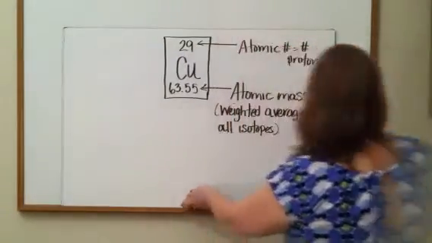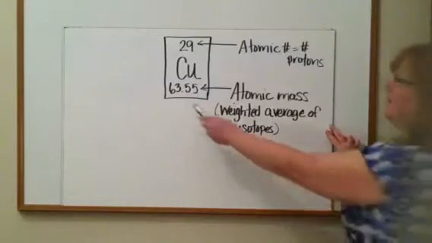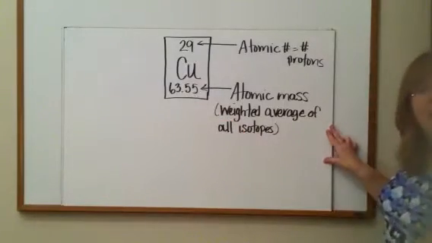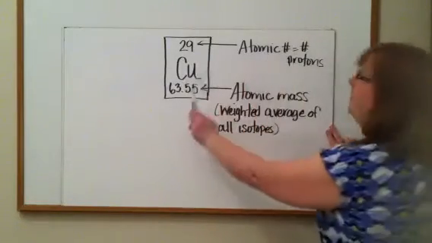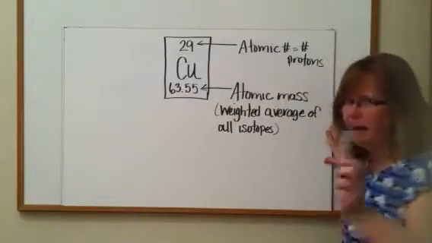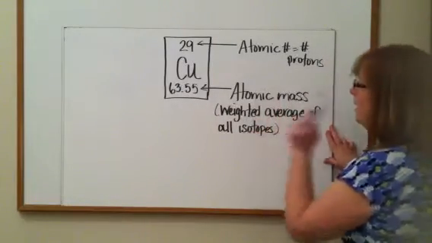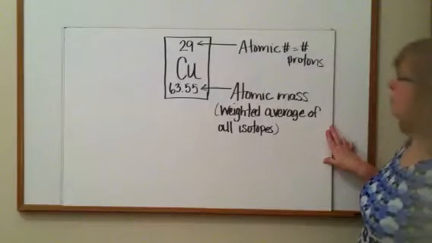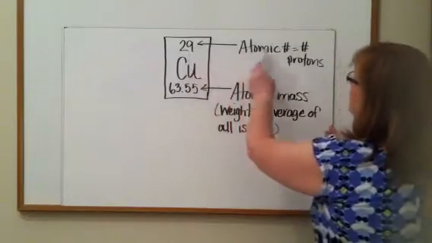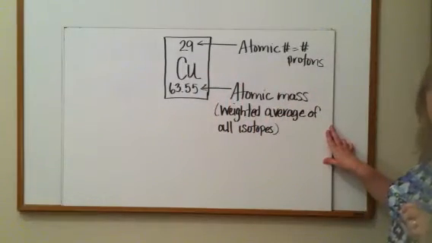Let's look at our periodic table up here. Hey, 63.55. We got it right. Again, this number down here, it's not the mass number, it's what we call the atomic mass, and it's the weighted average of all the isotopes. Again, up here was our atomic number, our number of protons.